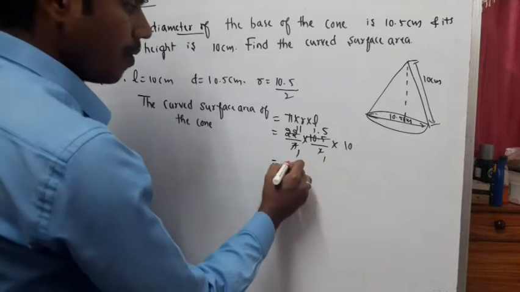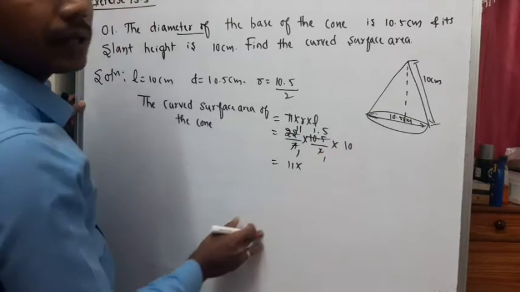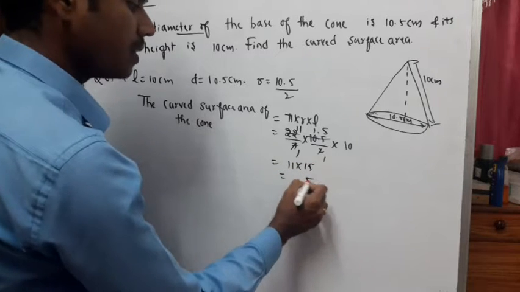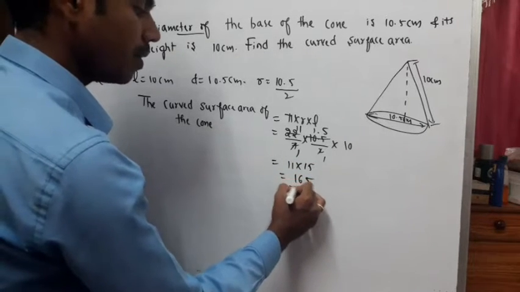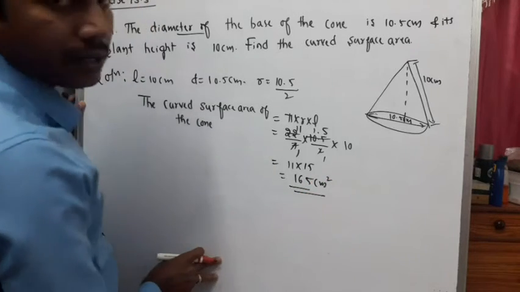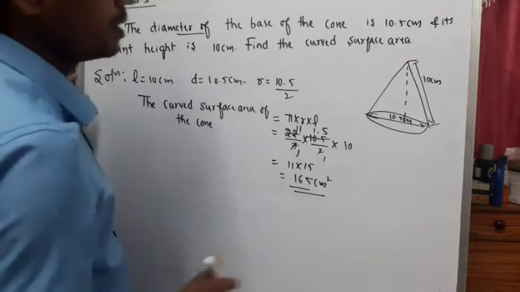So now 11 into 1.5 into 10 is nothing but 15. 15 ones are 15, 15 plus 1, 16. That is 165 centimeter square. So this is the curved surface area of the cone. Please note this down.